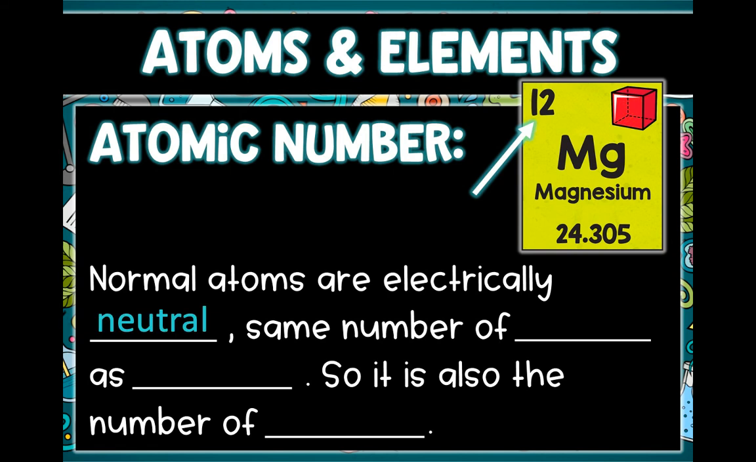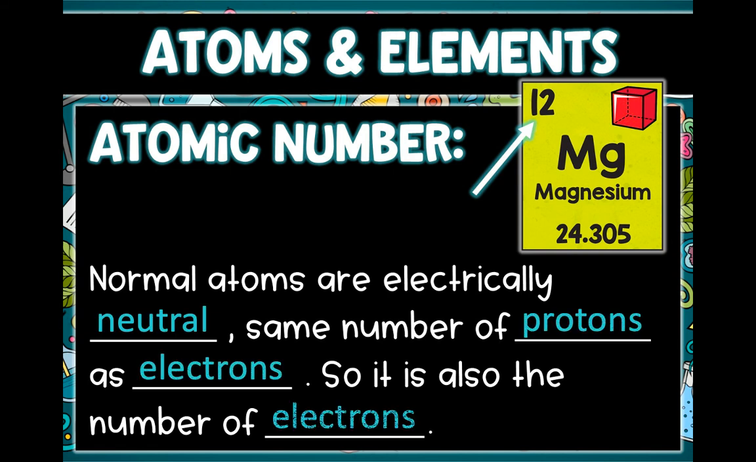So normal atoms are electrically neutral. That means they have the same number of protons and electrons. So this magnesium atom, if it's neutral, has 12 protons and 12 electrons. You guys learned in math that when you add a positive and a negative, that's going to bring you closer to zero. So if you have 12 protons and 12 electrons, that's going to give you a neutral charge, no charge at all.